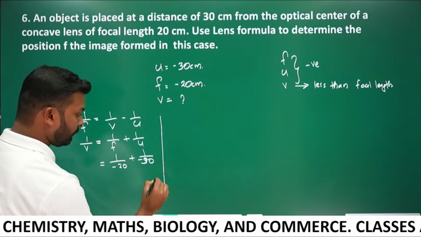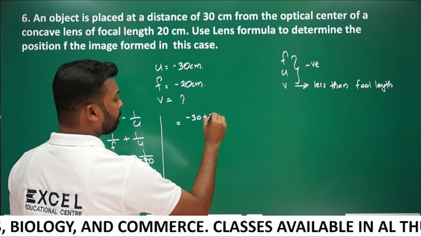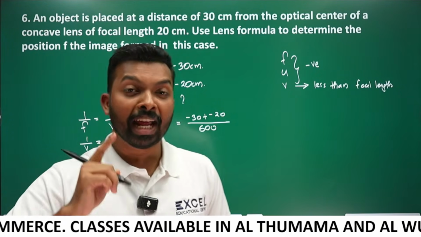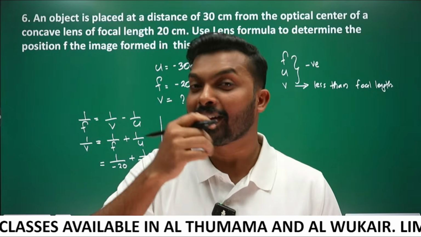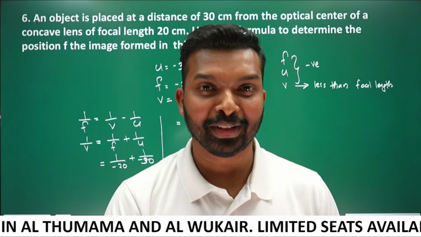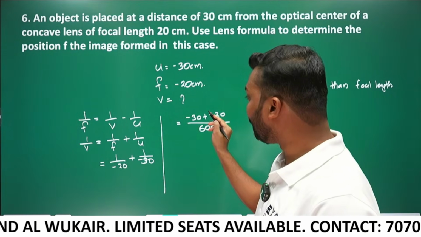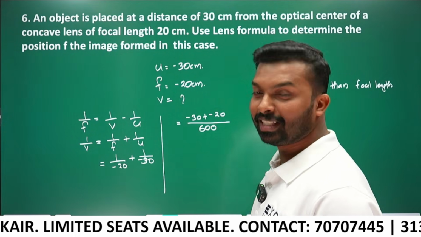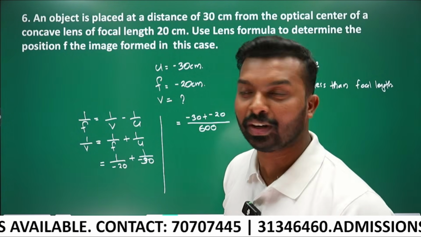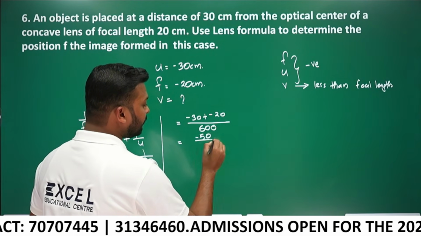Now, cross multiplying, it will be minus 30 plus minus 20 divided by 600, and you can actually know whether the answer is going in the right path here itself. Why? Your answer is supposed to be negative only, right or not? The numerator gives you a negative answer, the denominator is positive, so the final answer will be negative, correct or not? So it will be minus 50 by 600.